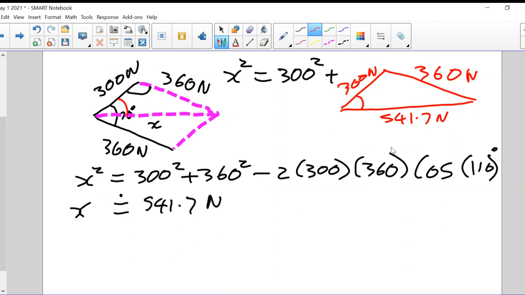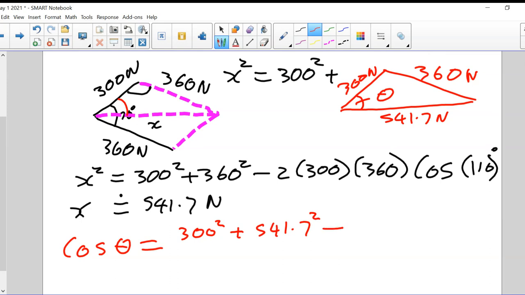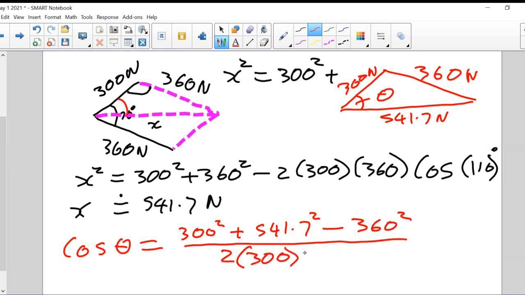So here's how this works. When you're using cosine, the cosine of theta, we'll call this angle theta, the cosine of theta will be equal to the two sides that are around the theta. So 300 squared plus the other side which is around it, 541.7 squared, minus the side that's across from it. So across from theta is the 360 squared. And all of that is over 2 times the 2 that you added together, 300 and the 541.7.